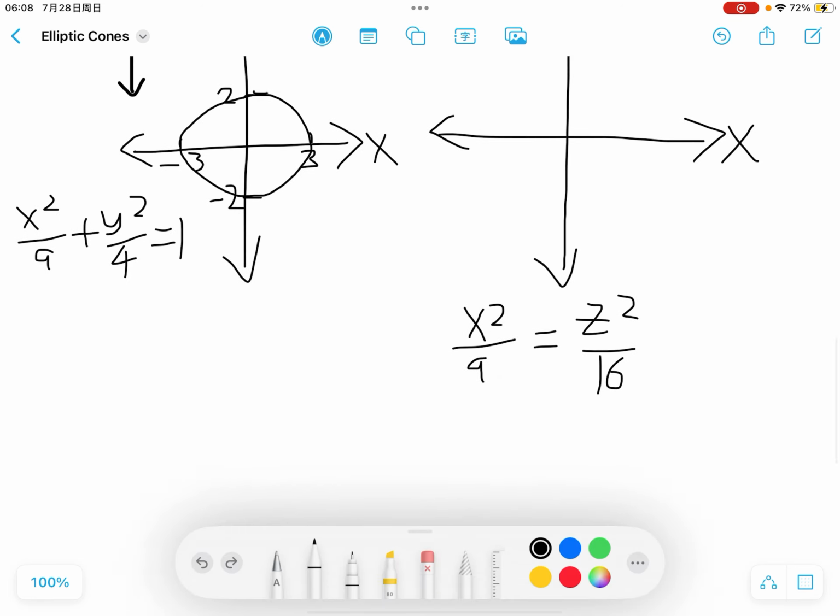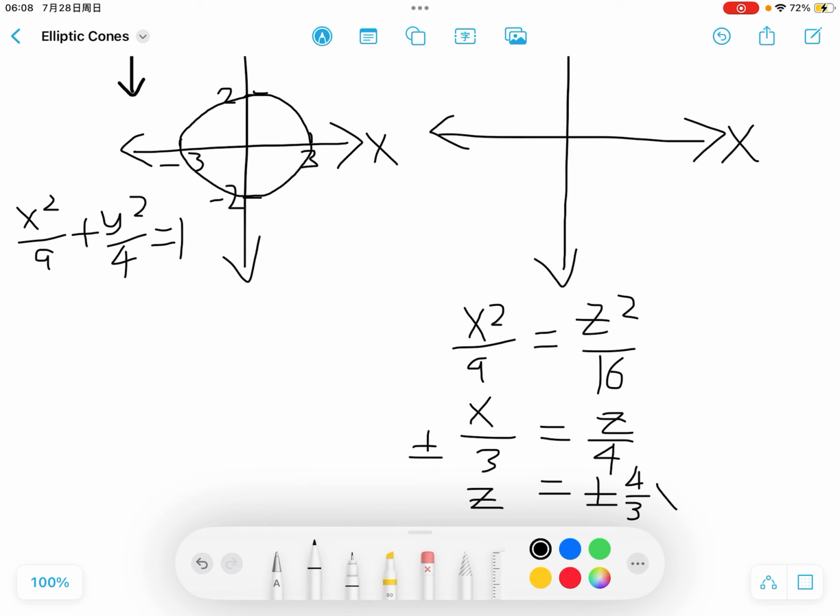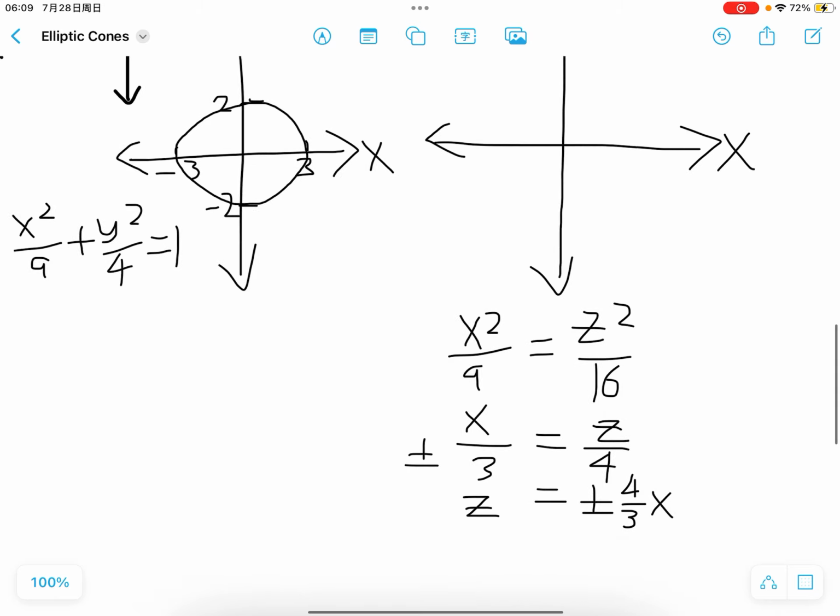And basically, this is just a set of lines, so there are 2 lines here. Why is that? If you just take the square root of both sides, you have plus minus x over 3 equals z over 4, right? And then if you just multiply both sides by 4, you have plus minus 4 over 3x. So these are two lines: one is z equals 4 over 3x, one is z equals minus 4 over 3x.